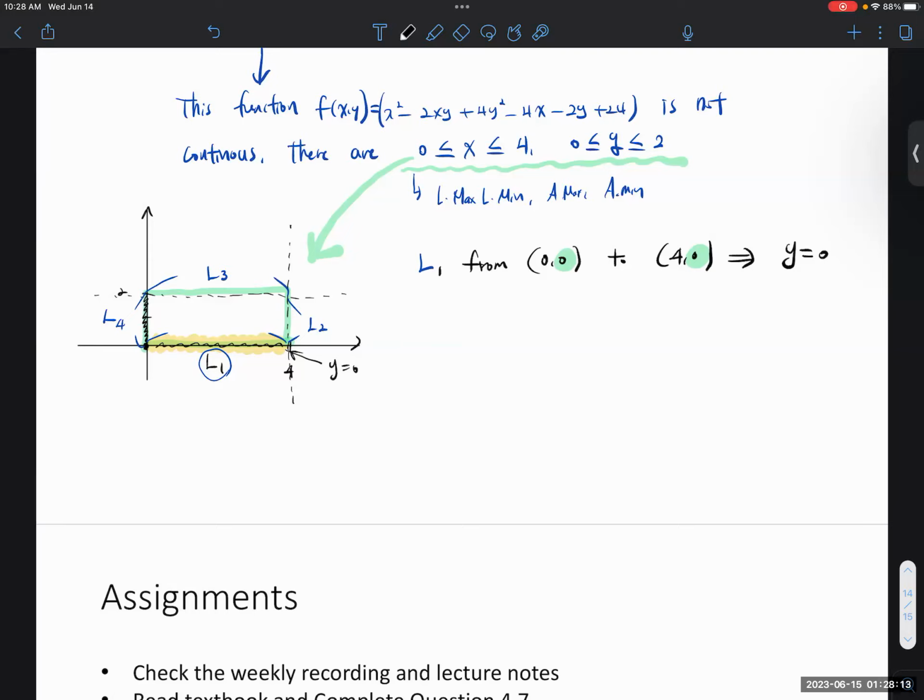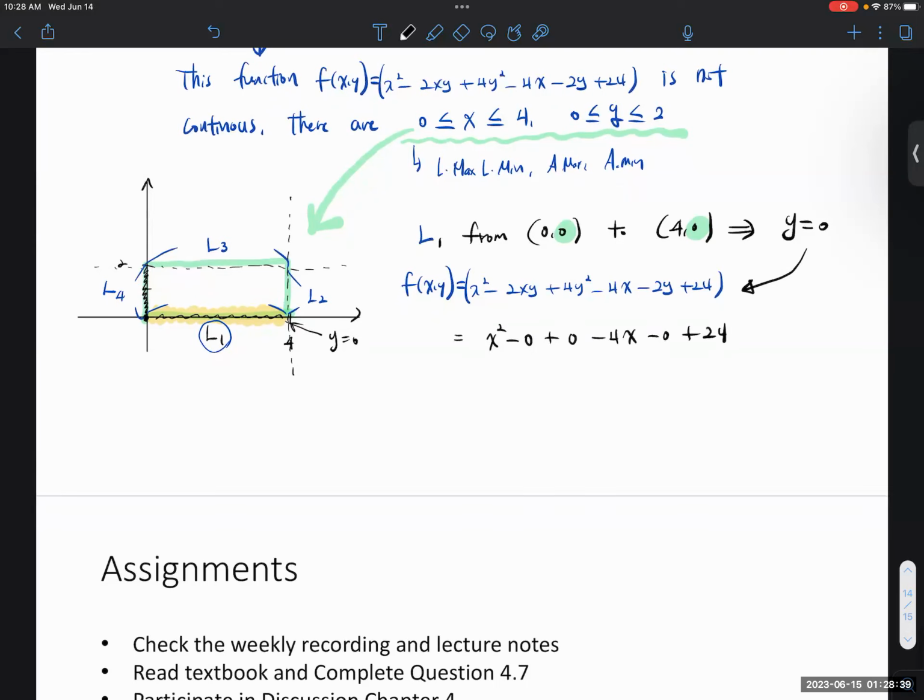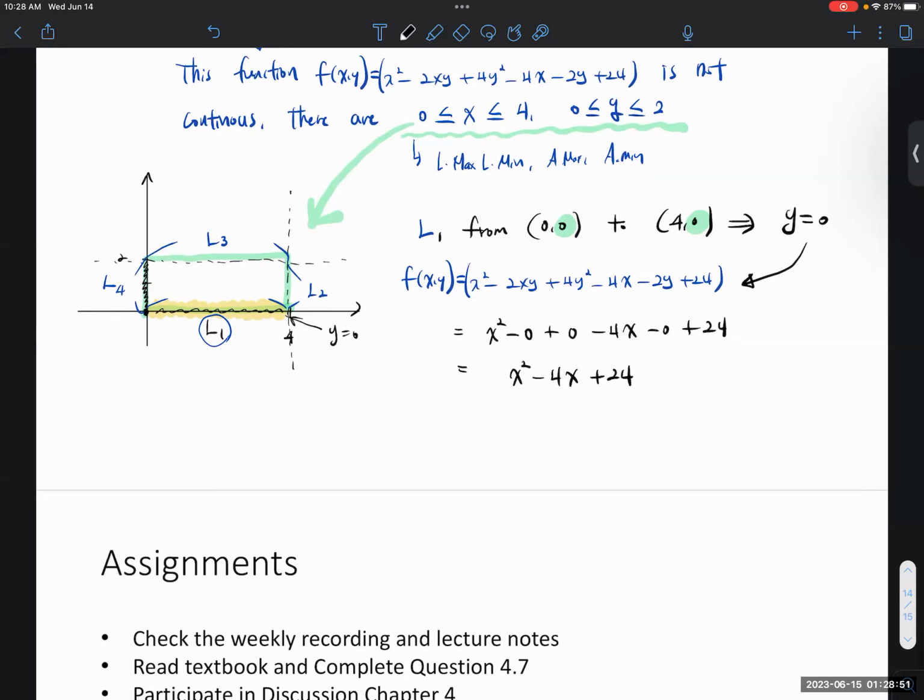So what we're going to do, we have this equation, copy. I'm going to plug y equal to 0 into the equation. So let's take a look at it. So we are going to solve it. So x squared minus 0, minus 0, negative 4x minus 0, plus 24. So that is x squared minus 4x plus 24. Now I really want to know when this equation is going to be 0. So this is the flat.